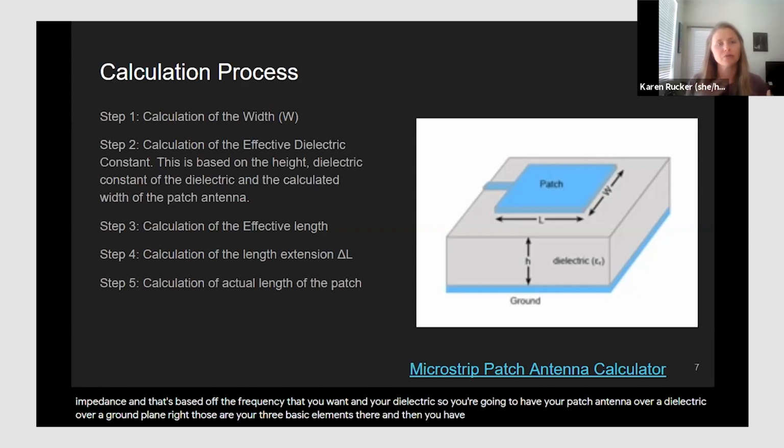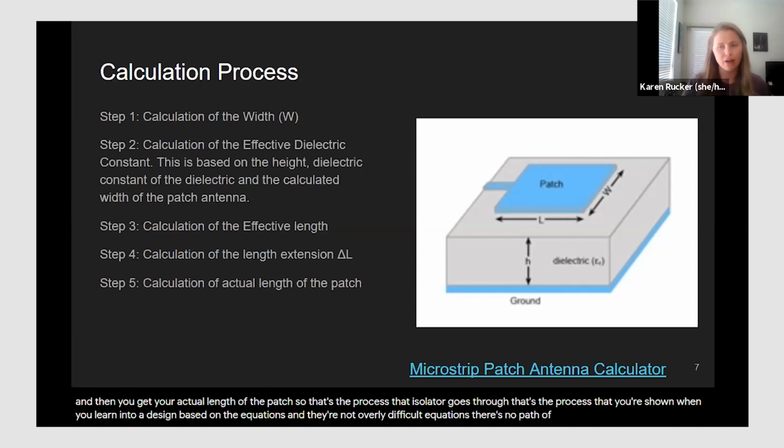And then you have to calculate, or the calculator will do it for you, your effective dielectric constant, right? And that's because you might have a dielectric that you want to use, but things like height, the dielectric constant of the dielectric itself, and the width of the patch antenna all affect that. And then you use that to calculate the effective length. And then we have a smidge factor, a delta L, that you're going to extend that effective length by, right? And then you get your actual length of the patch. So that's the process that a standard patch antenna calculator goes through. That's the process that you're shown when you learn antenna design based on the equations. And they're not overly difficult equations.